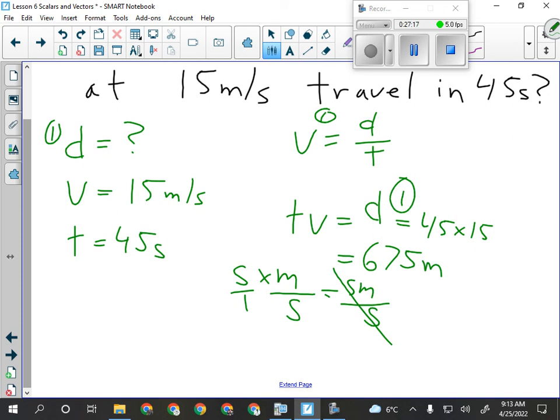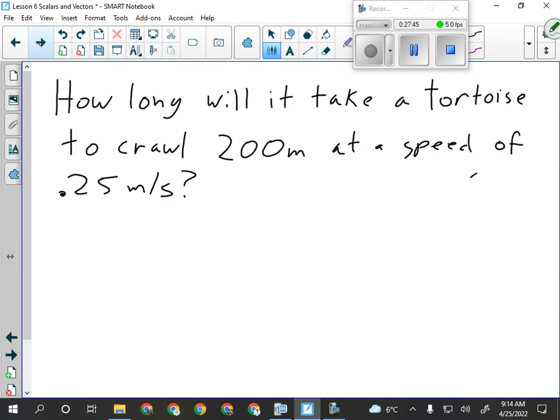So you can always do a check at the end to make sure you have the right units, but distance is always going to be in some unit of length: centimeters, meters, kilometers, something along those lines. Everybody with me on how that one worked? So that would be like a 3, maybe 4 mark question. I want you to try this one, and then we'll go through it together.